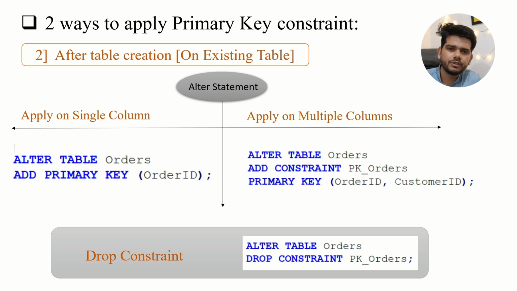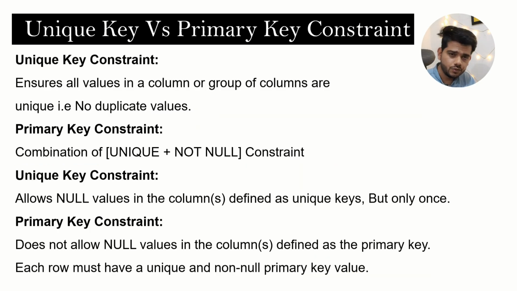Now see the difference between unique and primary key constraints. The unique constraint ensures no duplicate value gets stored in a column or in a group of columns. That is, it maintains complete uniqueness. On the other hand, the primary key constraint is the combination of unique key plus not null constraint. That means no duplicate and no null values are allowed here.